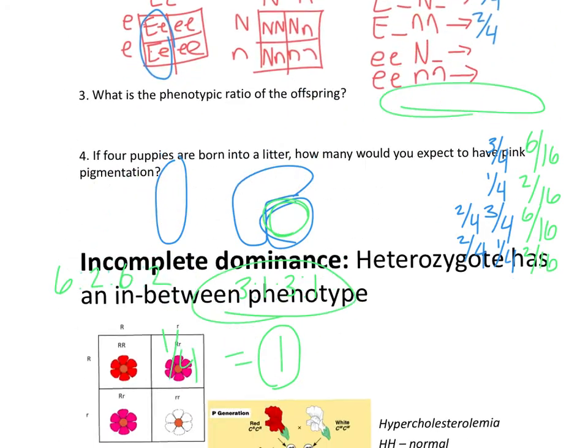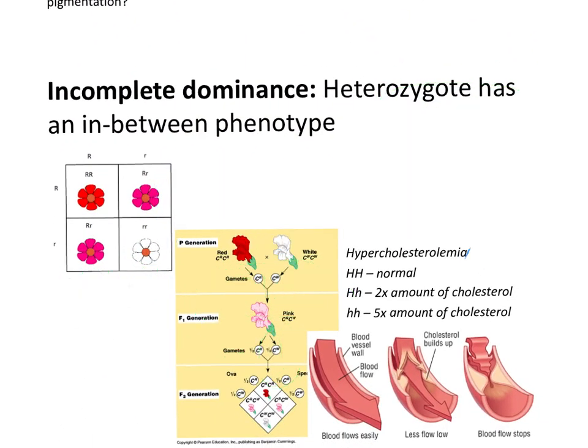Next is incomplete dominance. Incomplete dominance is generally a simple mini little Punnett square. So in incomplete dominance, we see that the heterozygote has an in-between phenotype, meaning I don't clearly see the dominant and I don't clearly see the recessive, but rather I see this third phenotype that is somewhere in the middle.